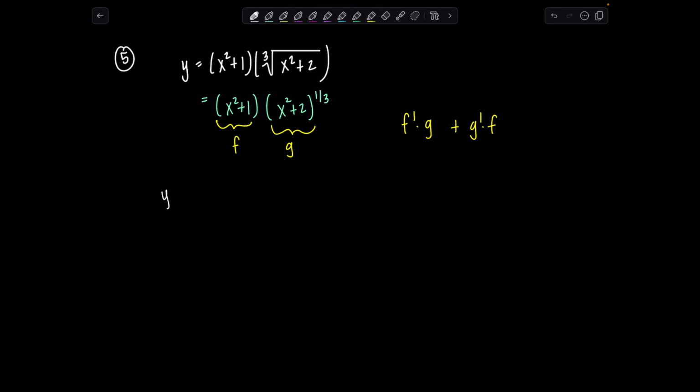So y prime is going to be f prime, derivative of x squared plus 1 is 2x, times g, I leave it alone. So x squared plus 2 to the 1/3.